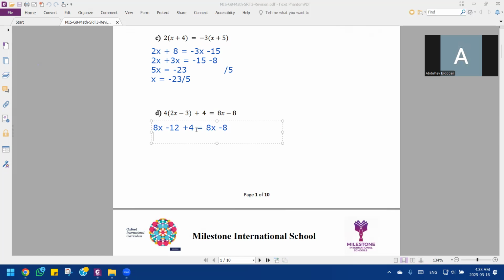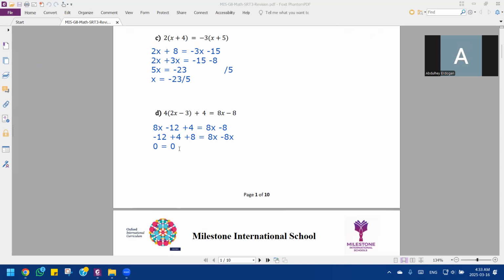Now, let me take that minus 8x to the other side and bring the minus 8 here. So we have minus 12 plus 4, and minus 8, when I bring it here, will be plus 8. This is equal to 8x minus 8x. Let's simplify. 4 and 8, 12. So minus 12 plus 12 is 0, equal to 8x minus 8x is 0.